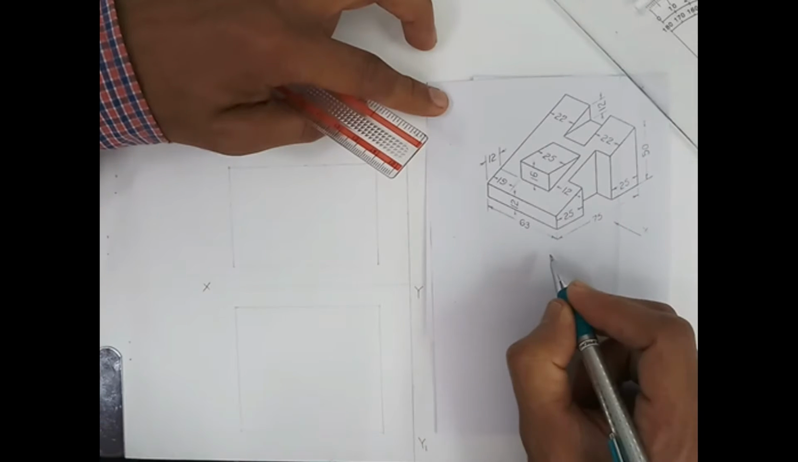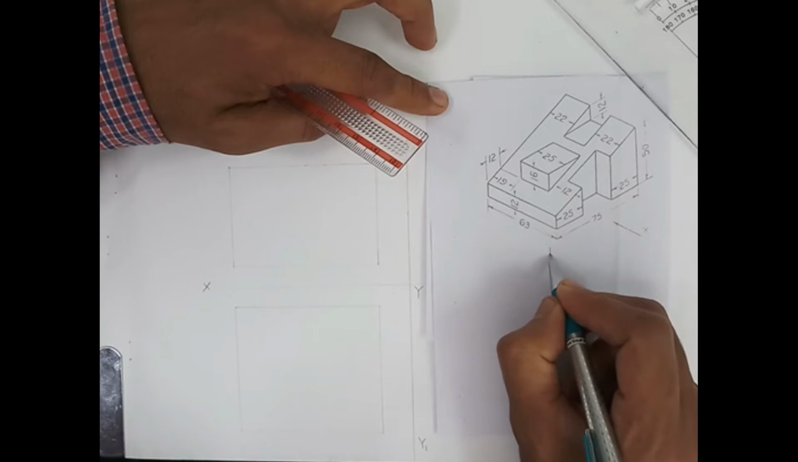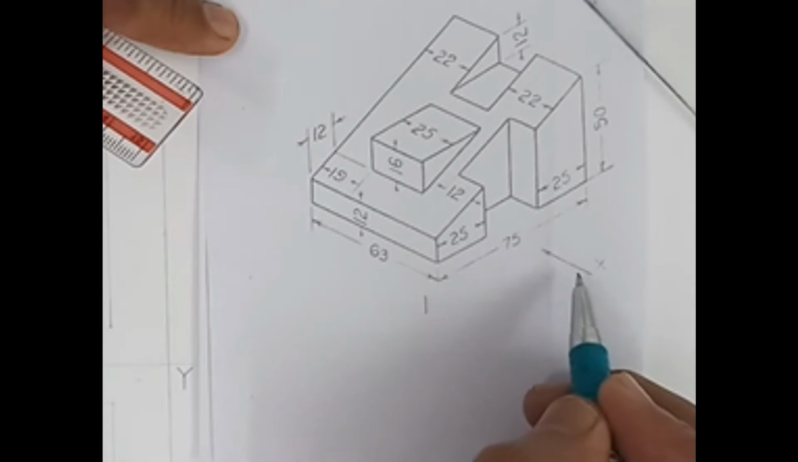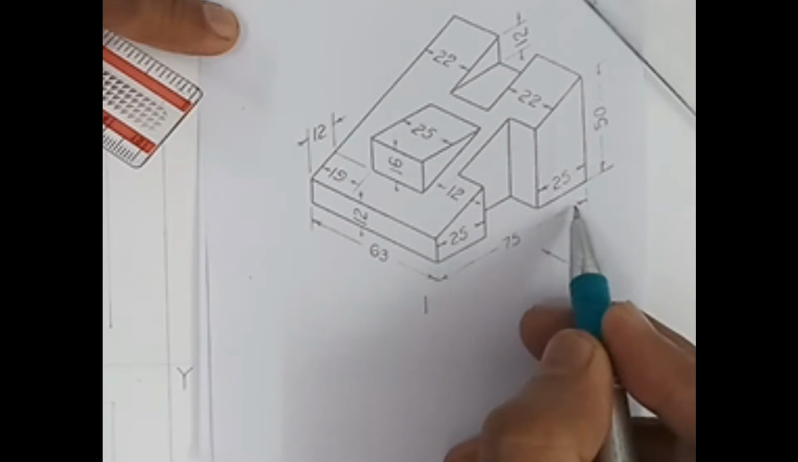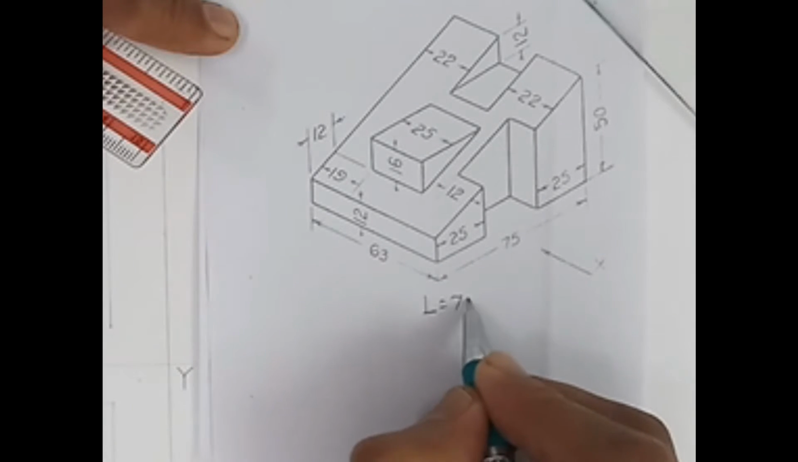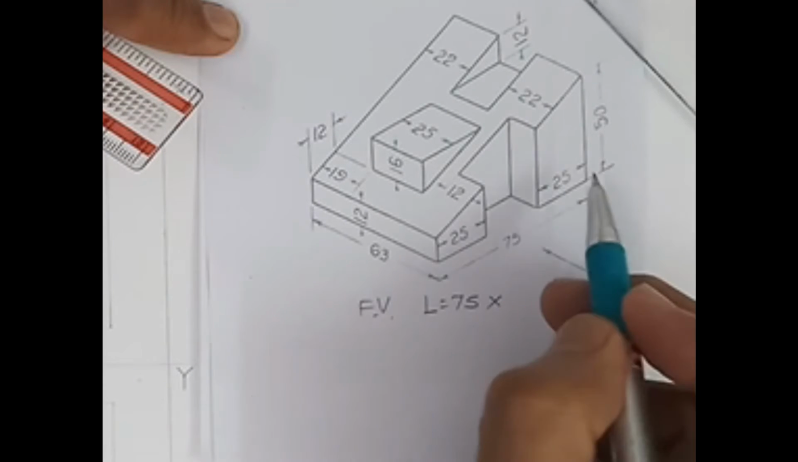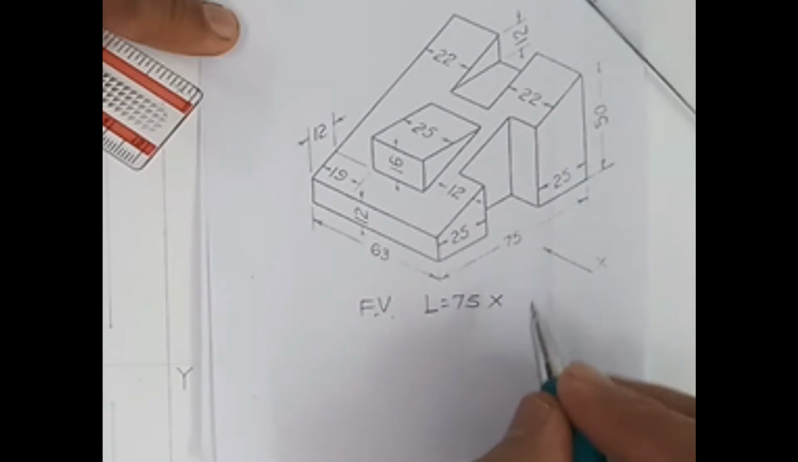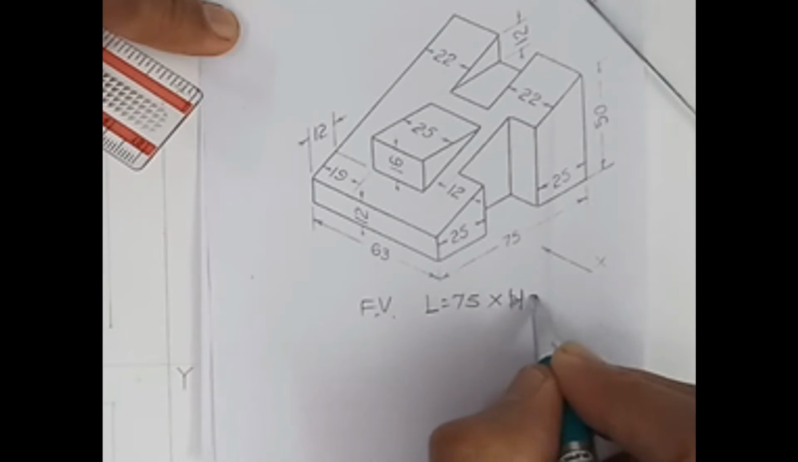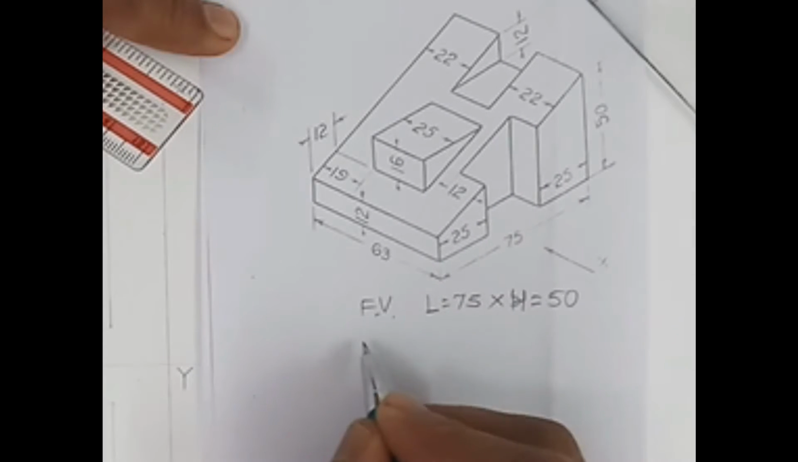Let us decide the sizes in the front view, top view and side view. In the front view, this dimension will be seen, which is 75. So the length of the object is 75. For the front view, the length and the other dimension, the height, is equal to 50. So L by H, 75 by 50, will be seen.